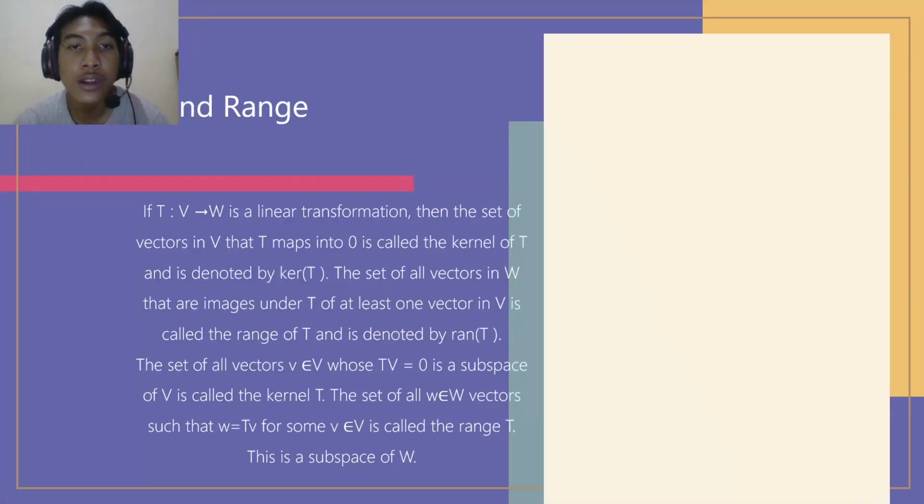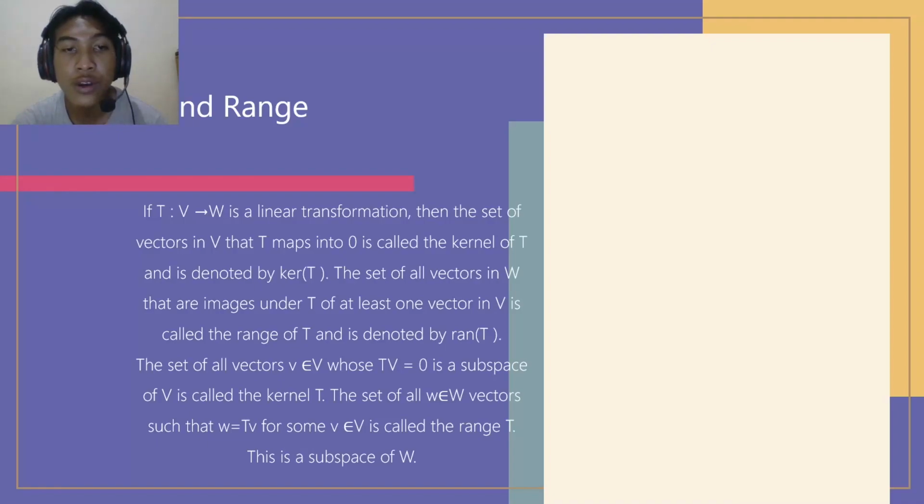And the last one is kernel and range. Kernel and range is one of the parts in linear transformation. Where the transformation T from V to W is a linear transformation, the set of vectors in V that T maps into 0 is called the kernel of the transformation, and it's denoted by ker T. The set of all vectors in W that are images under the transformation of at least one vector in V is called the range of T, and it's denoted by range T.